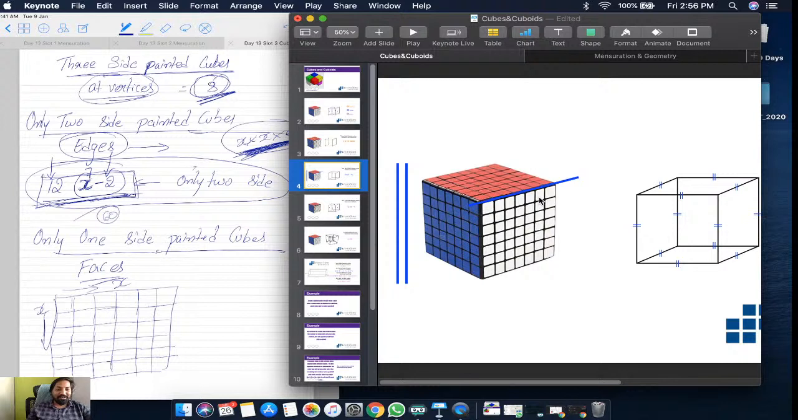Look at the front face, or look at this diagram that I've written. Let's consider this as 6 cross 6. How many of these will be only one side painted? Let's consider this 6 cross 6. How many of these will be one face painted?